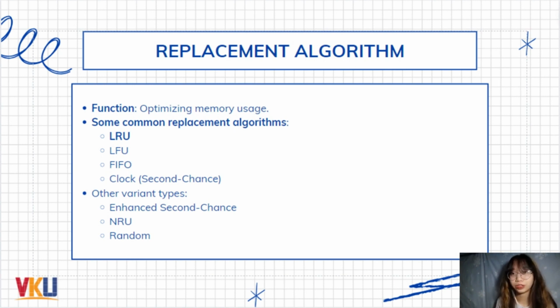The replacement algorithm is an important part of memory management in a computer system, and we use it to optimize memory usage. There are some common replacement algorithms we can see in our computer system. They are LRU, LFU, FIFO, the clock, other variants like the enhanced second chance or the NRU, and the random.